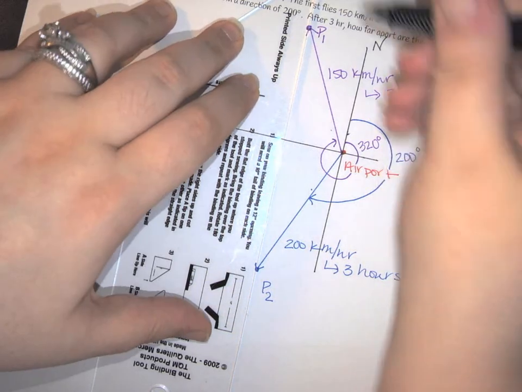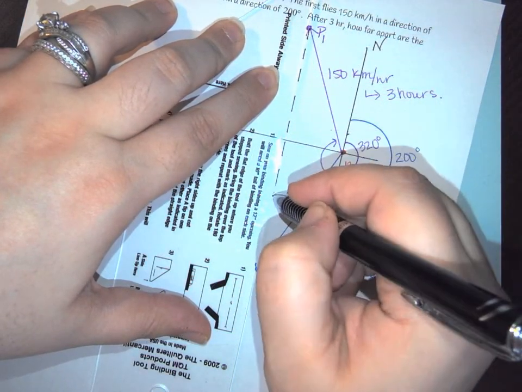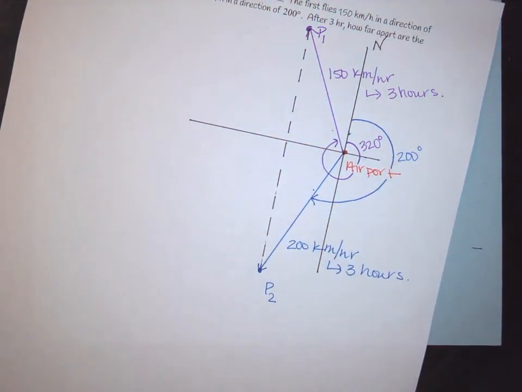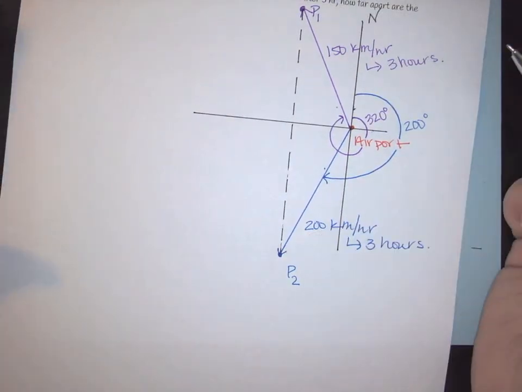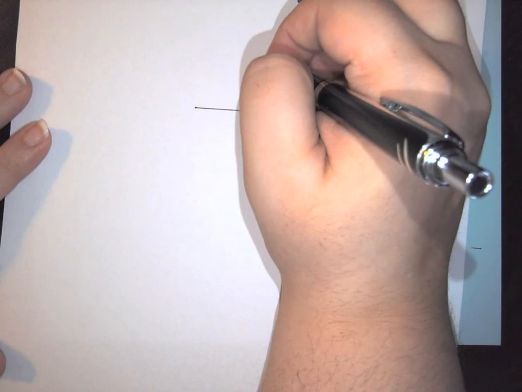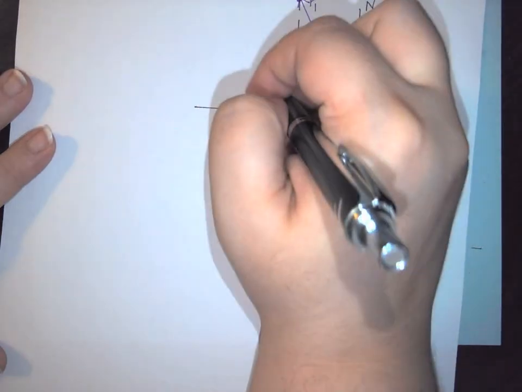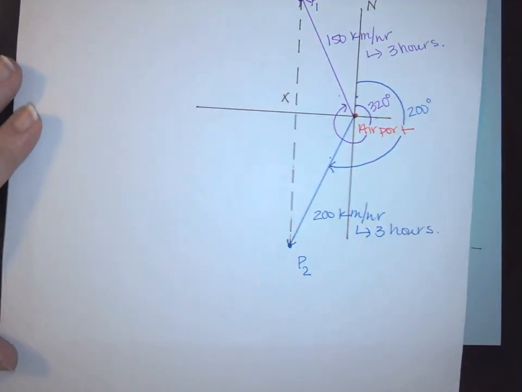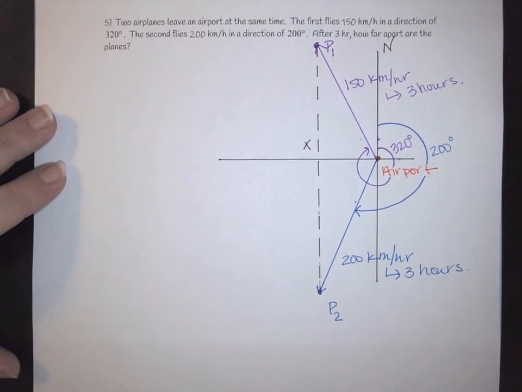So I'm going to draw my little dotted line because we need to know how far apart they are. When we're looking at that, we're actually looking at the distance between P1 and P2. We need to know how far apart this distance is actually going to be. So we would label this with X because we don't know what that distance is.